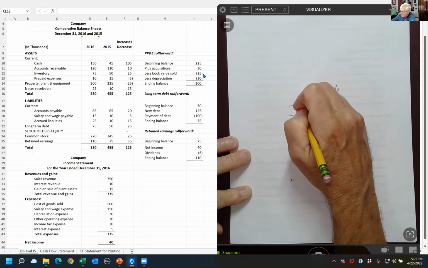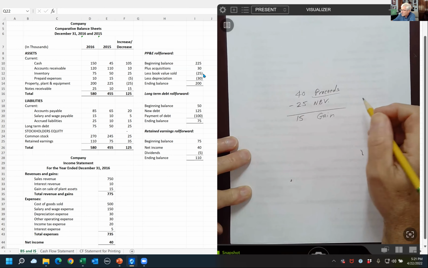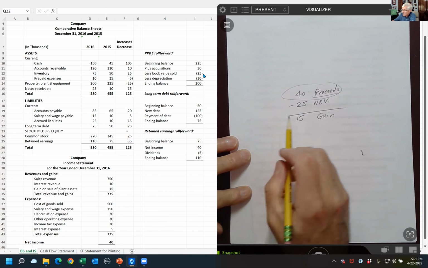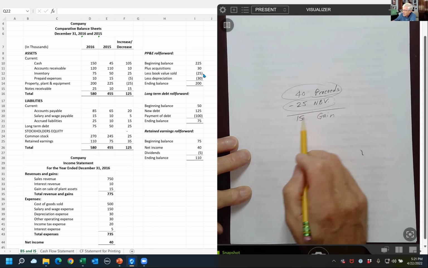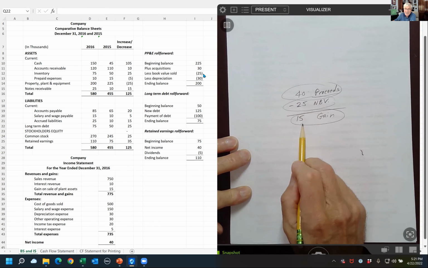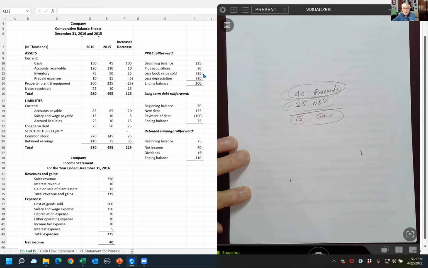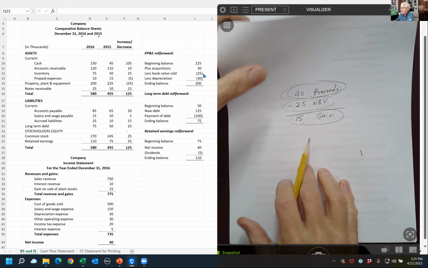So we must have received, proceeds means cash receipts. We must have received $40,000 of cash for these investments, because they were on the books for 25. And so that $15,000 gain sitting on the income statement is how we get to the 40. So we have to think through this logically. We know that 25 went out.